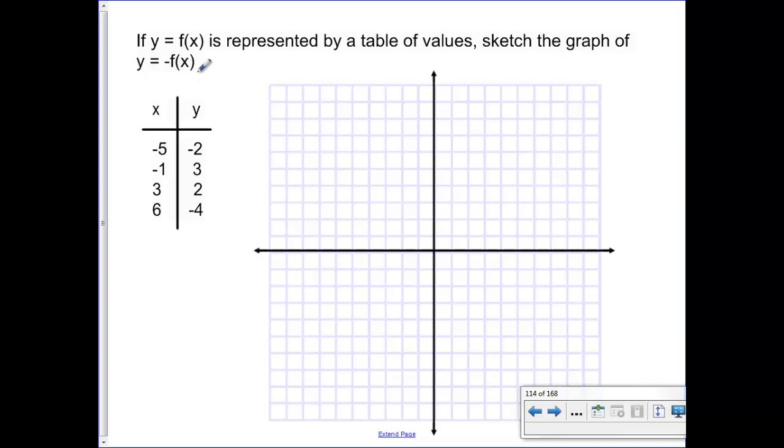So let me plot these points first. Negative 5, negative 2 would have been down here. Negative 1 and 3 would have been here. 3 and 2, and 6 and negative 4. So here's what this meant. I gave you negative 5. You were supposed to get negative 2. But that negative sign means actually, I don't want you to have negative 2 anymore. Let me phrase this. Old y should have been this. New y is now going to be 2.